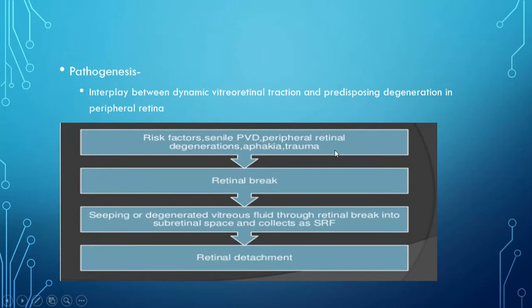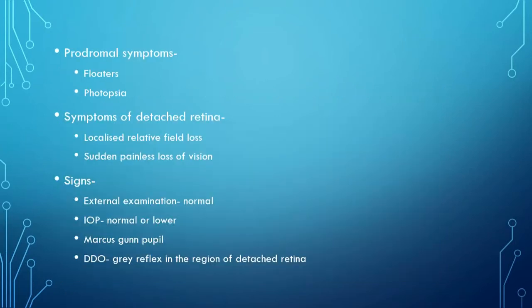aphakia and trauma, all of them will lead to the causation of a retinal break. And if there is liquefied, degenerated vitreous present in such patients, the degenerated vitreous fluid will seep through the retinal break and enter the space between the neurosensory retina and the retinal pigment epithelium, and that results in retinal detachment. This is the pathogenesis of the rhegmatogenous type of retinal detachment.